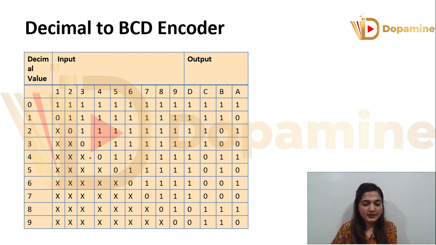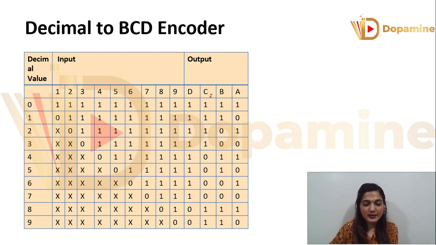So 4 is XXX0, all others are ones, then the output is 1, 0, 1, 1. 5 is XXXX0, 1, 1, 1, 1, right? Then the output for the 5 is 1, 0, 1, 0. Right, similarly you can see for 6, 7, 8 and 9. For 9 we have the 9th pin set to 0 and the output is 0, 1, 1, 0.